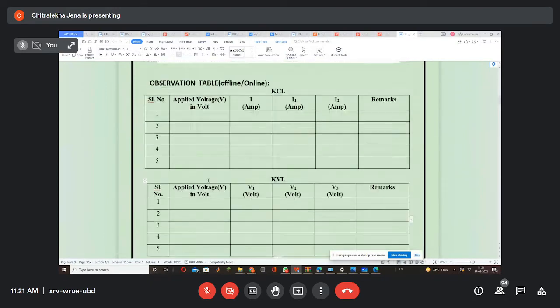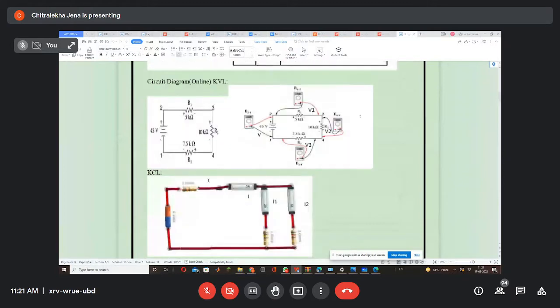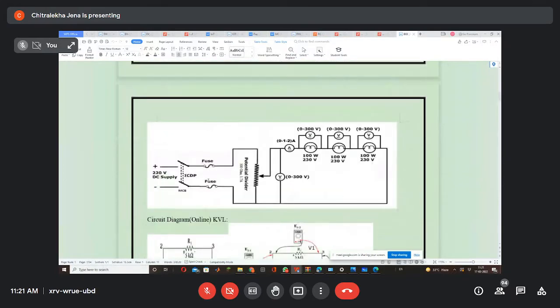Calculation is not required. And these two circuits which I have given you are all very easy circuits. I will give you another two, three, four circuits. Two circuits for KCL, two circuits for KVL. You will solve it theoretically using Kirchhoff's current law and you will check it practically. So total how many circuits you have to do? Total three circuits. I will tell you. You see the video. Yes, madam, you start the video.